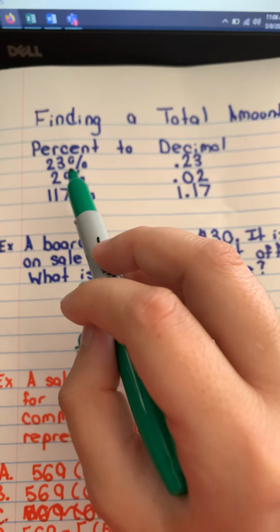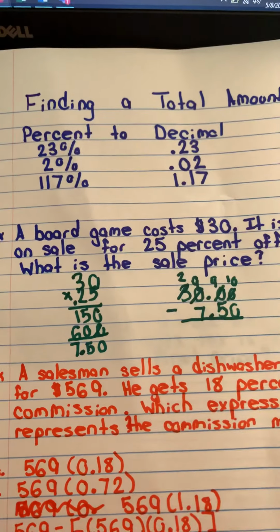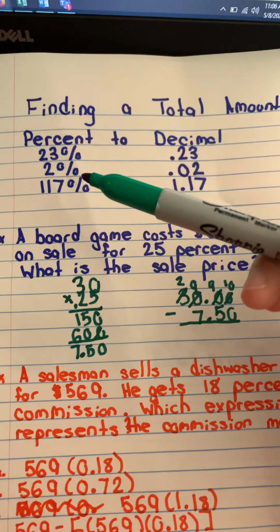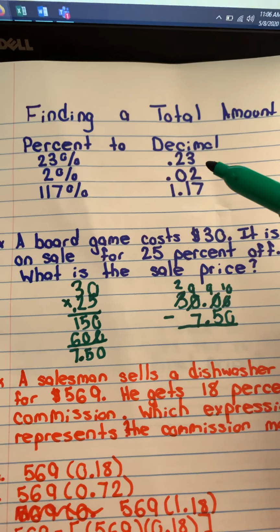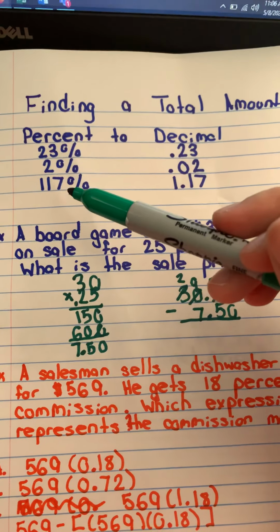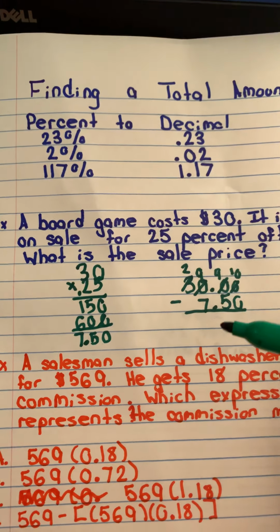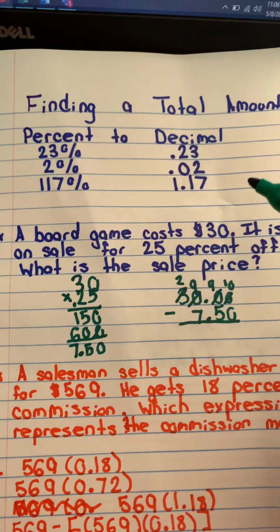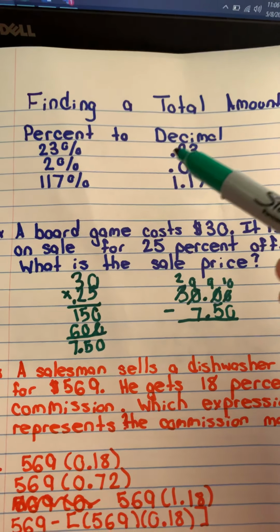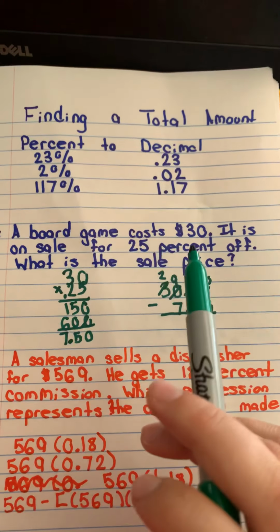So if I have 23%, remember you always move it 2 times to the left. 23% would be 0.23. If I have 2%, you always move it 2 times to the left, and I have 0.02. If I have 117%, again, always move it 2 times to the left, and I have 1.17 as my decimal. So whenever you want to find the percent of something, always turn it into a decimal first, and then multiply.